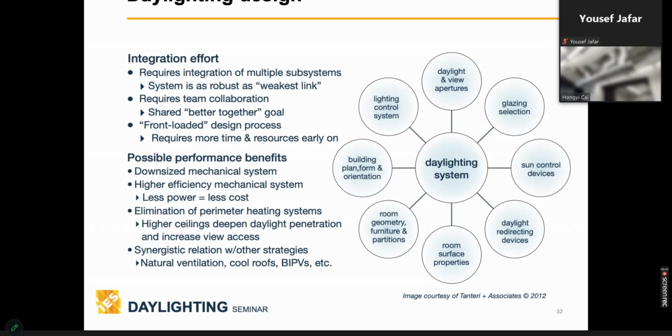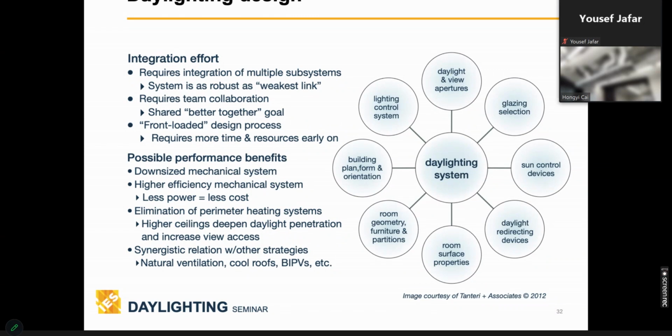Building plans, forms, orientation, this will be the starting point. Whenever you design a building, you will start from the plan, form, orientation. If you do not do the job correctly for design purposes, on the first day, on day one, you will spend a lot of extra money to fix it. We will talk about this later. Right? I will give you a lot of examples.